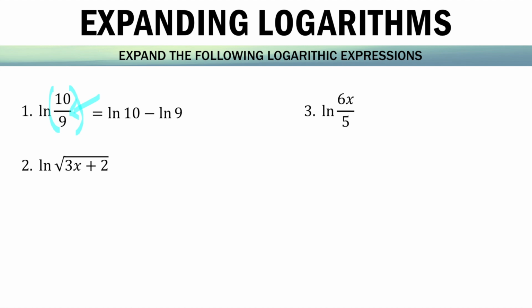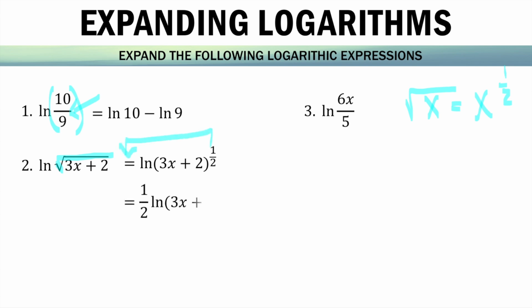Number 2, we've got 3x plus 2, but it's under the square root sign. So what's important is to be able to change roots into exponents. So we're going to change that to ln of 3x plus 2 to the 1/2. Now this 1/2 can come forward. Let me clean this up a little bit.